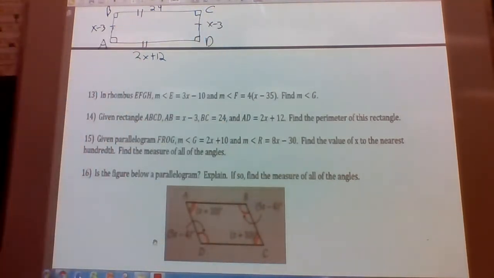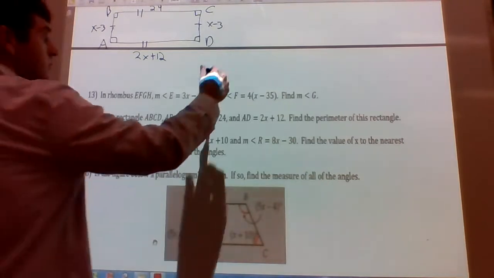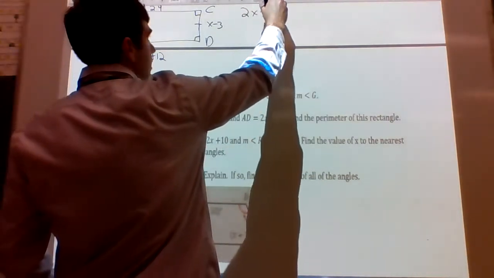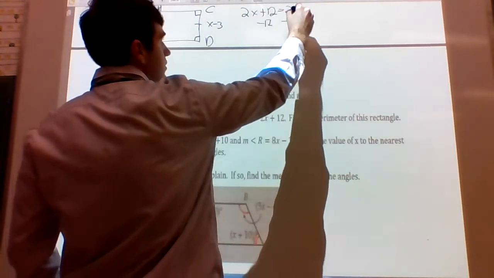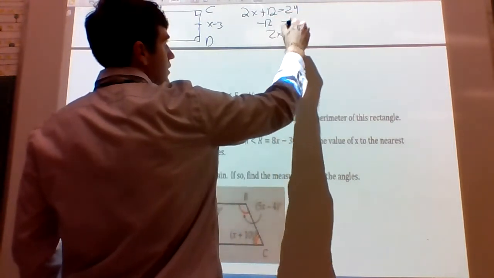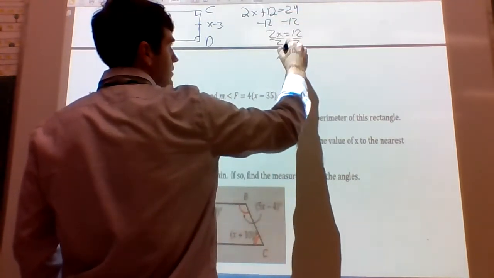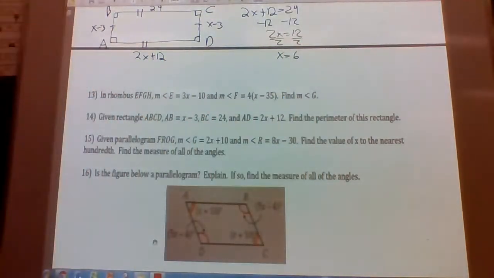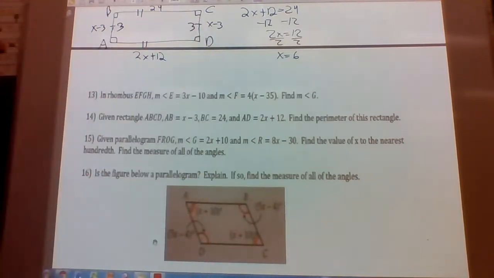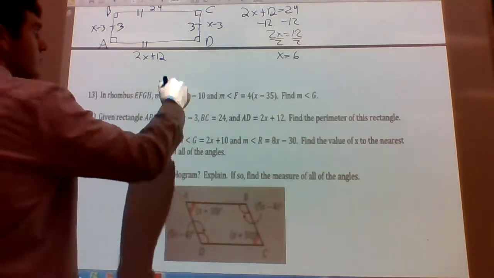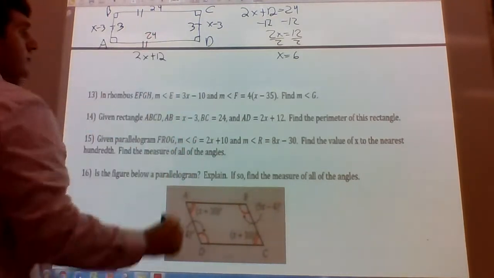And we know BC is congruent to AD, so we can set up an equation. 2x plus 12 equals 24. Subtract 12. 2x is going to equal 12. Divide by 2. X is going to equal 6. We can find our 4 sides. So 6 minus 3 gives us 3. 6 minus 3 is 3. 2 times 6 is 12. 12 plus 12 is 24.